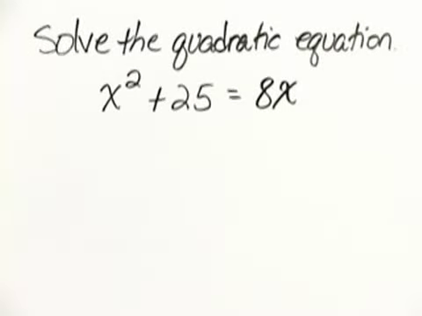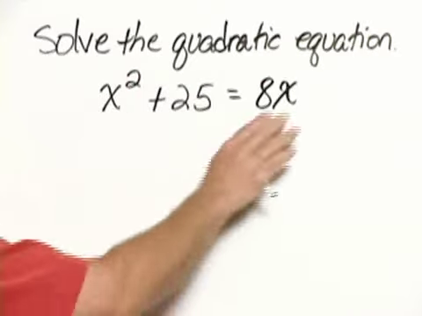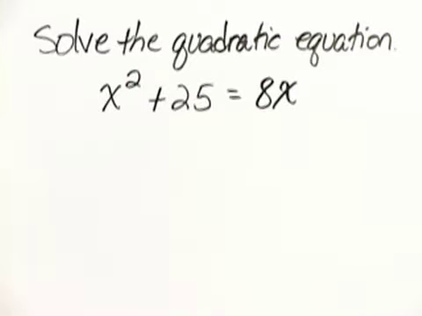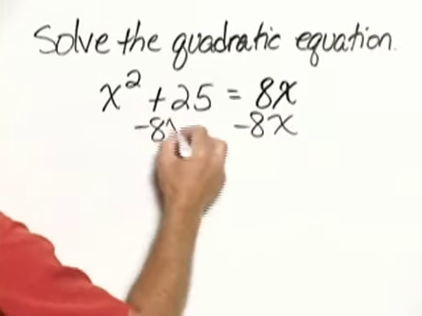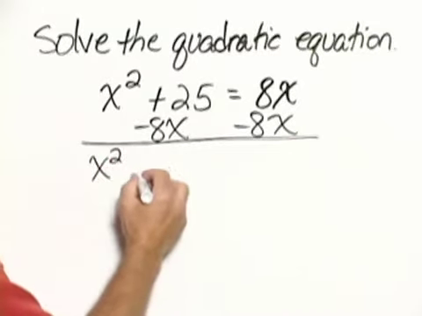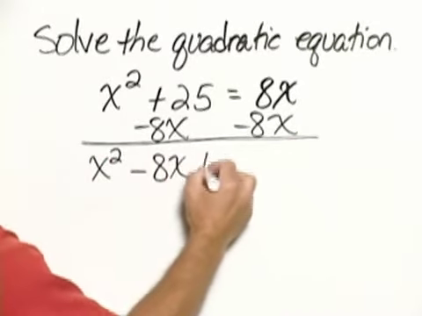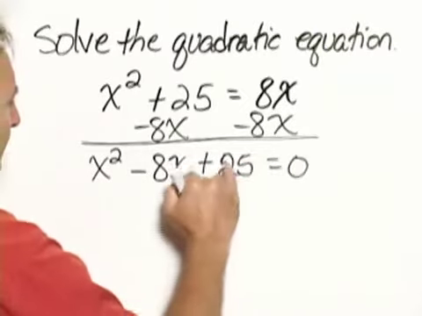Solve the quadratic equation. x squared plus 25 equals 8x. In this case, we need to collect all the terms on one side and have 0 on the other side, and that means we should subtract 8x from both sides. The result is x squared minus 8x plus 25 is equal to 0.